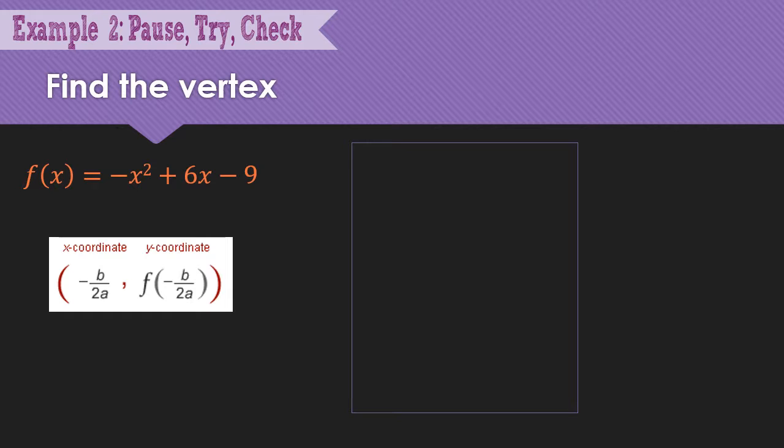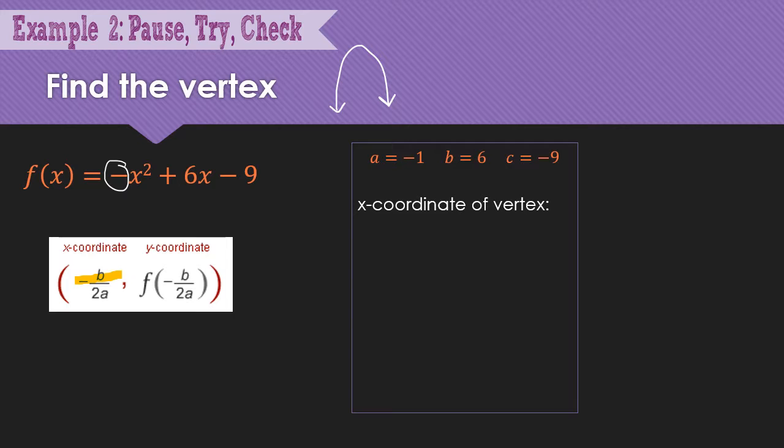This time I have f(x) equals -x² plus 6x minus 9. Right away I notice I have this negative out front, so I know that my parabola is going to open downward because it's negative. I go ahead and identify my a, b, and c. My a in this case is -1, my b is 6, and my c is -9. For the x-coordinate of the vertex, we use that formula, -b over 2a, and I plug that in. So -6, because 6 was b, over 2 times a, and a was -1. That's going to simplify to -6 over -2, which simplifies to 3.